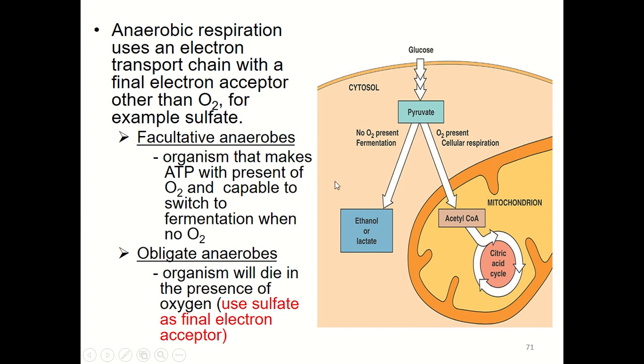Two types of organisms that use anaerobic respiration to produce ATP are facultative anaerobes and obligate anaerobes. Facultative anaerobes are organisms that make ATP in the presence of oxygen, and they are capable of switching to fermentation when there is no oxygen. Meanwhile, obligate anaerobes are organisms that will die in the presence of oxygen because oxygen is toxic to this type of organism, and instead they use sulfate as the final electron acceptor.